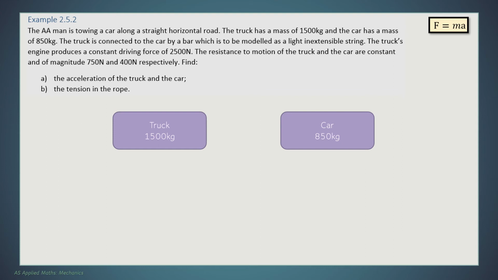So we have got something that's being modelled as a light inextensible string. Light inextensible string means that the tension is the same throughout, and it also means that our acceleration is the same. The truck's engine produces a constant driving force of 2,500 newtons, so that will be in the direction of motion. And then we've got a resistance, so the truck has got 750 and the car has got 400 newtons. So we have our system set up that way. I am going to be splitting them into 2 equations.